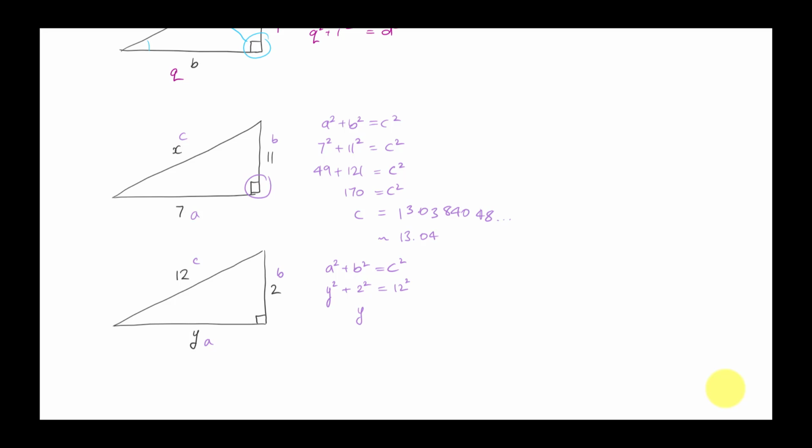So that gives me y squared equals 12 squared minus 2 squared. 12 squared is 144, 2 squared is 4, that's equal to 140. And so now we calculate the square root of 140, and that comes out as 11.832159... and that's equal to 11.83 to 2 decimal places.